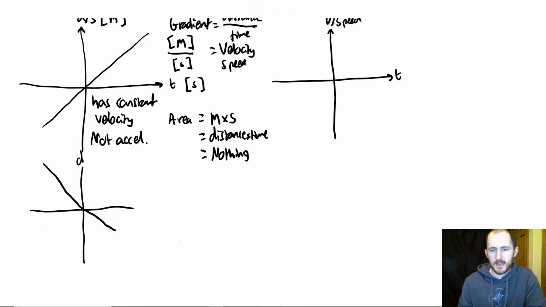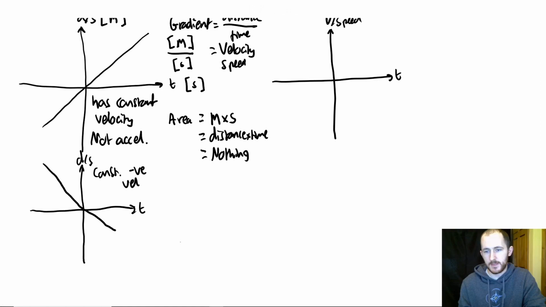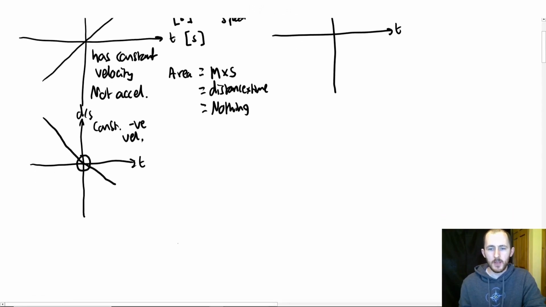And again, we have the exact same axes. What about this? Well, this is going to be a constant negative velocity. Constant negative velocity. And again, it's not accelerating. Okay? But what about what happens here? Well, what happens when displacement equals 0? Well, it just means it's back where it started.